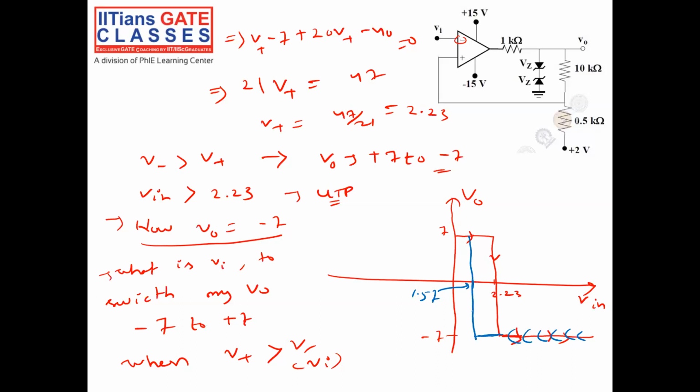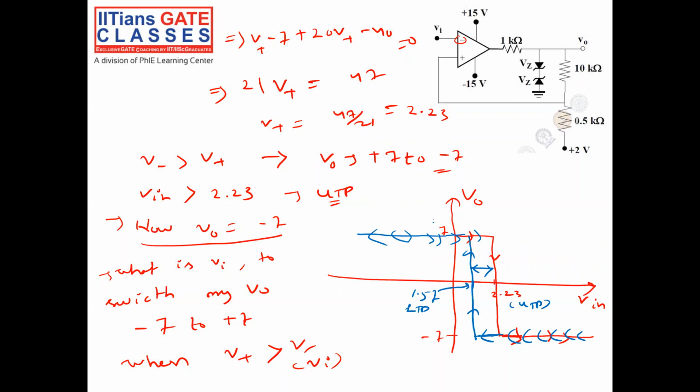Right, and it will switch from -7 to +7, and it will stay there until the input is smaller than 1.57. Okay. Again, if I go on increasing, if my B input is greater than 2.23, again it will go to -7. Okay, so this is my hysteresis loop. This is V_LTP, this is V_UTP. Right. So let me explain one more time.